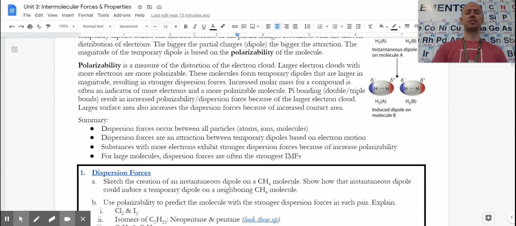So to just summarize this, dispersion forces are probably the most important, and if you're asked to list IMFs, you list this for everything because they occur between all molecules, because they all have electrons that can move. The dispersion force is an attraction between temporary dipoles, that happens because of that random electron motion. The more electrons that you have, the bigger the dipole, therefore the stronger the polarizability. And if you have a really large molecule, this dispersion force is probably going to be the strongest of your IMFs because of how polarizable that molecule can become.